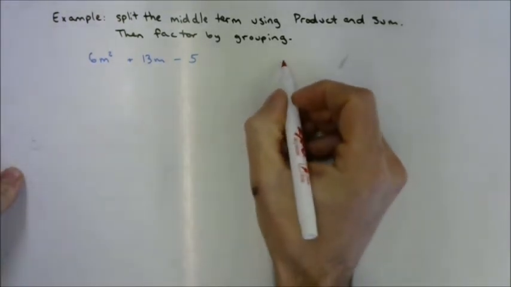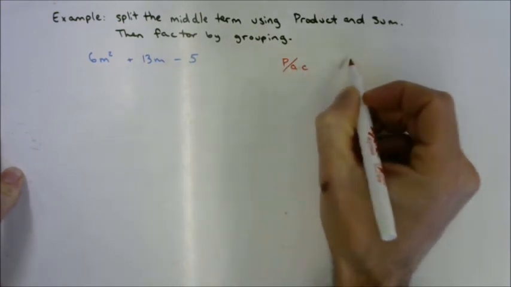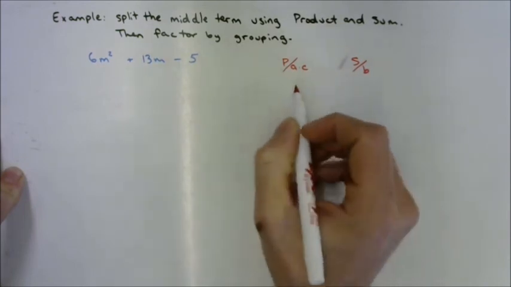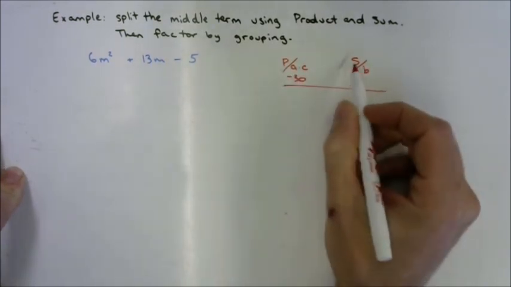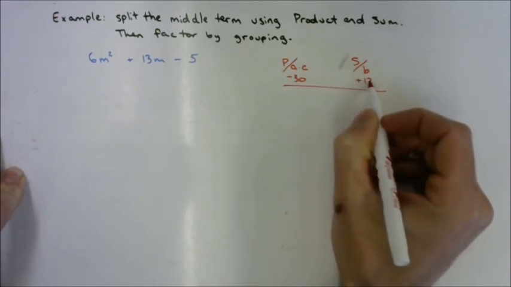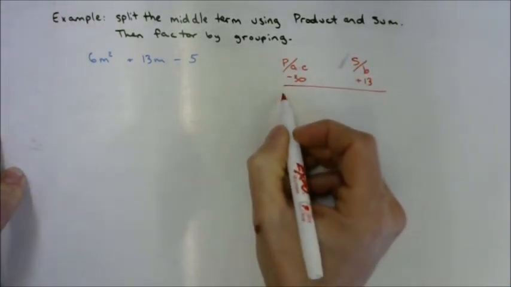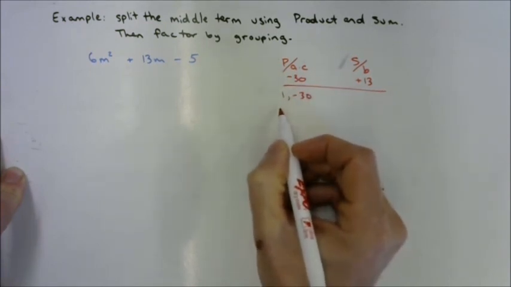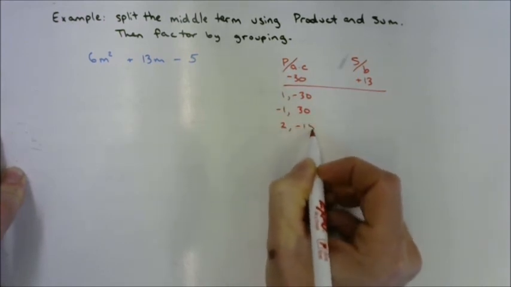Okay, so I'm looking for two numbers that will multiply to AC and add to B. So two numbers whose product is -30 and whose sum is 13. Well, go ahead and list all of the factors of -30. We've got 1 and -30. We've got -1 and +30. We've got 2, -15.